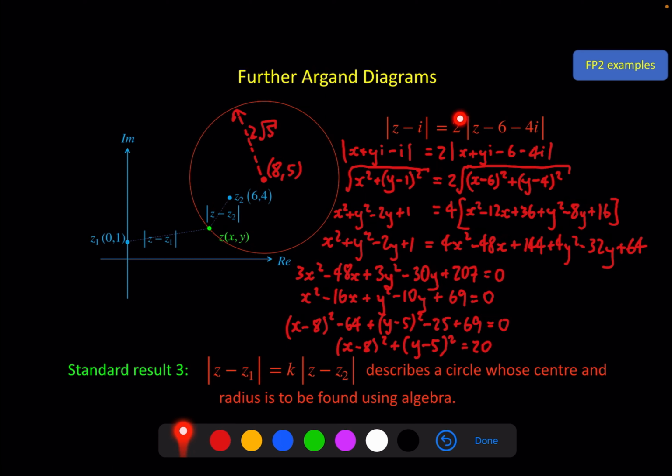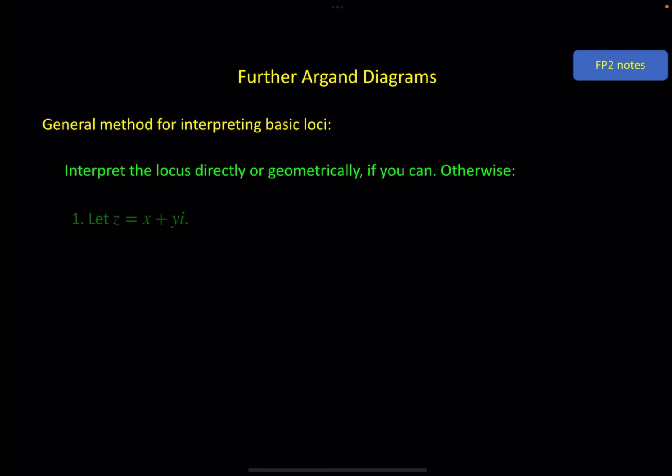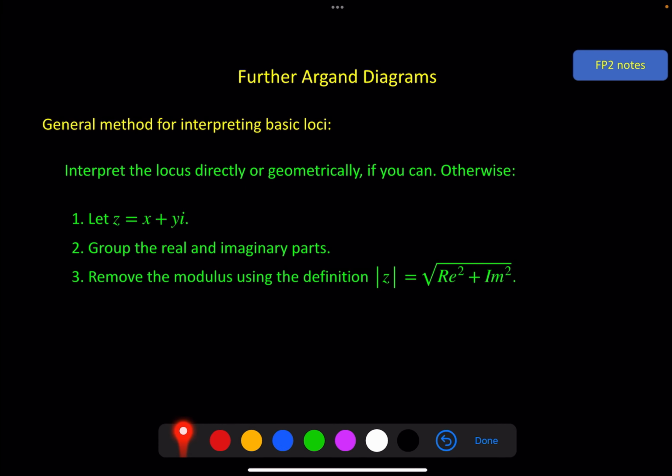And whether this k is a 2 or a 3 or a 4 doesn't make any difference to the process. It will just make the numbers more or less awkward. You will still end up with a circle at the end. Here is our third standard result then, and the general method for interpreting our basic loci was this. Either go ahead and interpret it directly, like the circle that we had at the beginning, if you can. Otherwise, let z equal x plus yi, substitute that in, group the real and imaginary parts together, then get rid of the modulus using this definition here, and then just manipulate it to interpret the locus as you need to, into a straight line equation or into a circle equation in their usual formats.